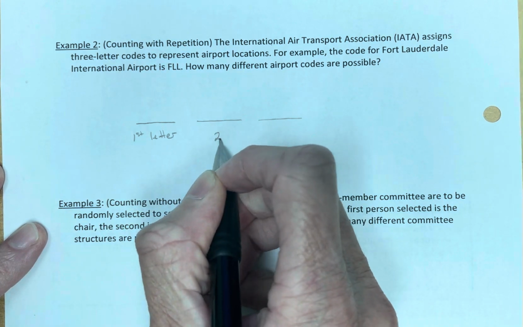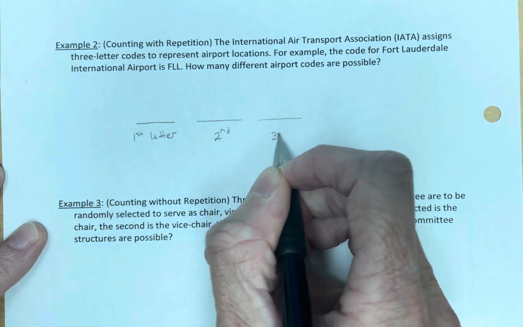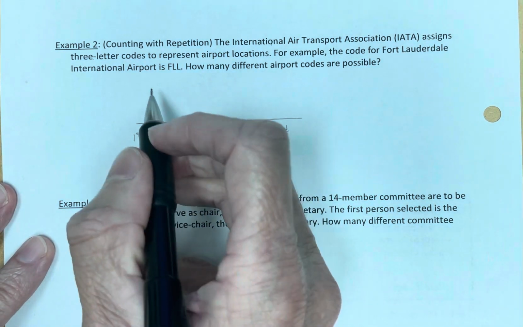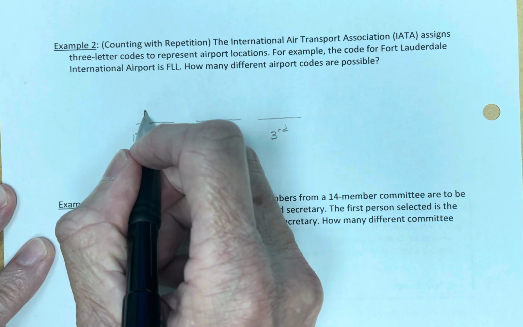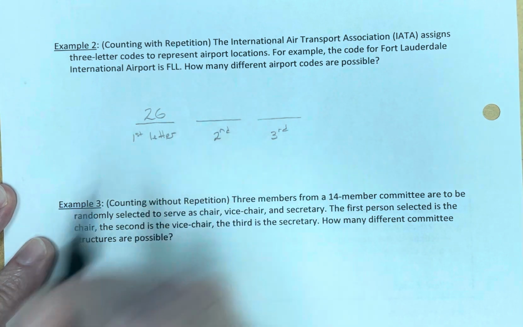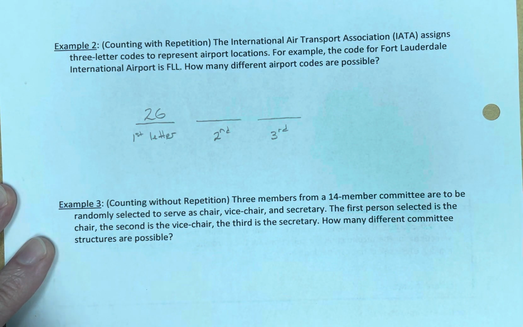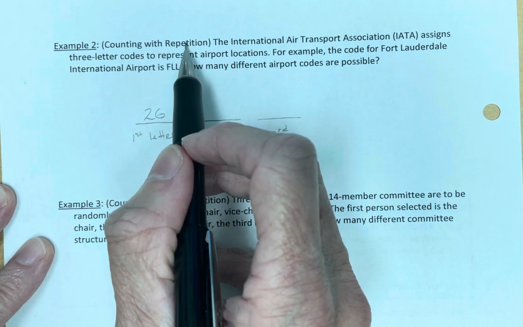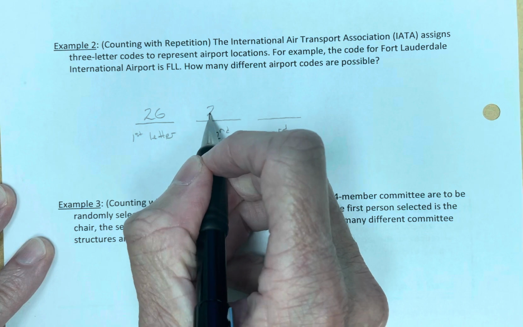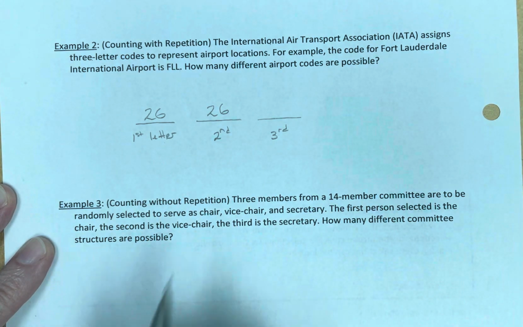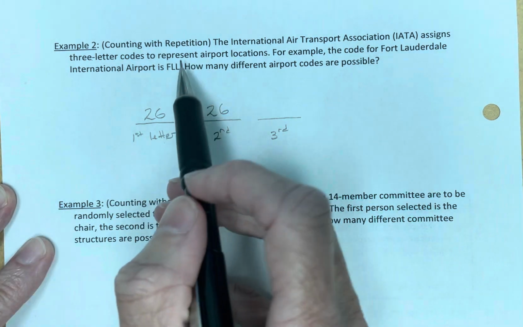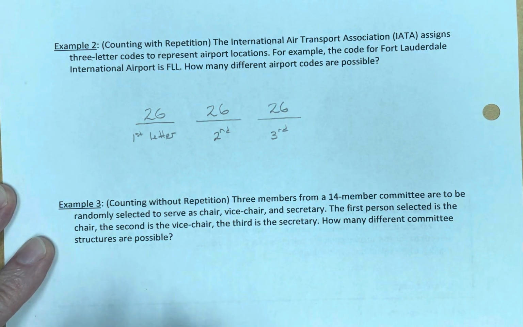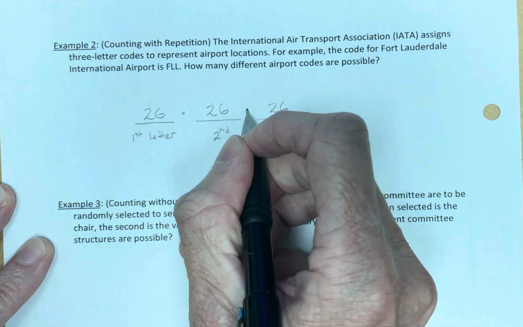This would be the second letter, and this would be the 3rd letter. Okay, well, how many letters are there? In the English alphabet, we have 26. So there are 26 possibilities for the first letter. We're counting with repetition, so we have 26 possibilities for the second letter, because it can be repeated, and we have 26 possibilities for the 3rd letter. So how many possible codes are there?